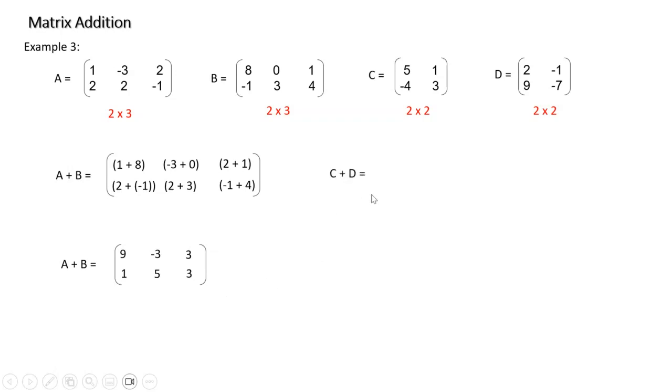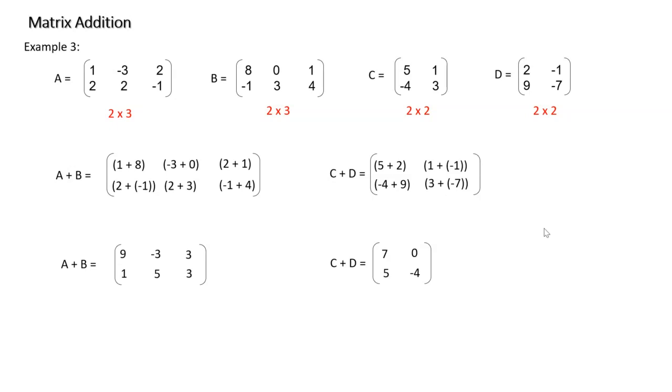Now let's add C plus D. First of all, can it be done? Let's check the size, right? The matrix C is 2 by 2. And the matrix D is also a 2 by 2. So the operation can be done. And again, we follow the same format. So it's going to be 5 plus 2 and 1 plus negative 1. Now we go to the second row, negative 4 plus 9 and 3 plus negative 7. And here's my result. It'll be 7, 0, 5, and negative 4. That's my result of adding the matrices C plus D.